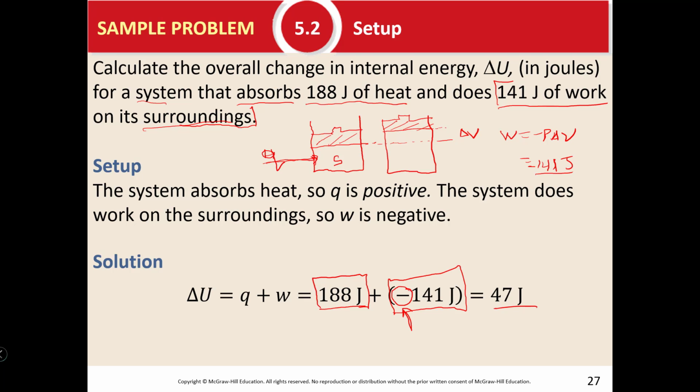Now what that means is that after we've added heat to the system, and the system expanded against the surroundings, did work on the surroundings, we still netted 47 joules of energy for the system. So in the end, the system does have 47 more joules of energy inside than what we started with. All right? So that's a good problem. Make sure you know this equation. This is one that you need to memorize: the change in energy of the system, that's what delta U stands for, is equal to the heat plus the work.